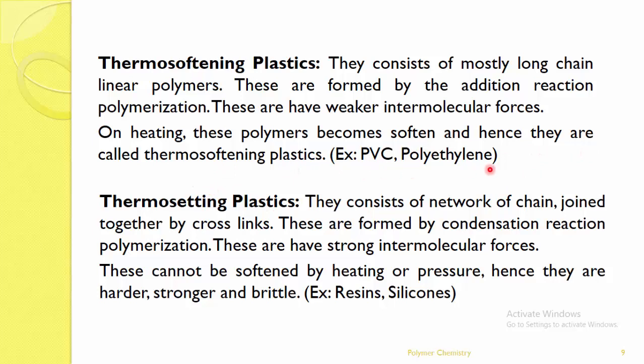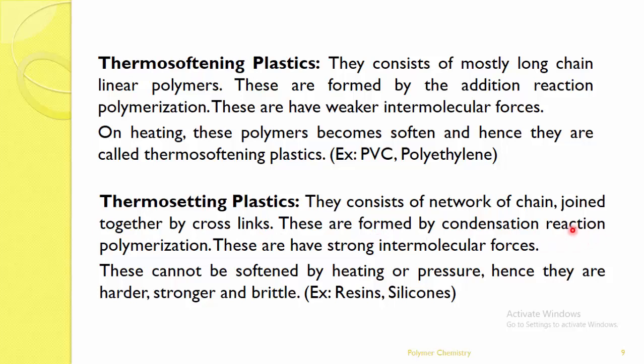Examples are PVC and polyethylene. Polyethylene means plastic bottles, and PVC pipes. If you supply heat to those bottles and pipes, they become softened. Therefore, PVC and polyethylene are under the class of thermosoftening plastics because on heating they become softened. Thermosetting plastics consist of a network of chains joined together by crosslinks.